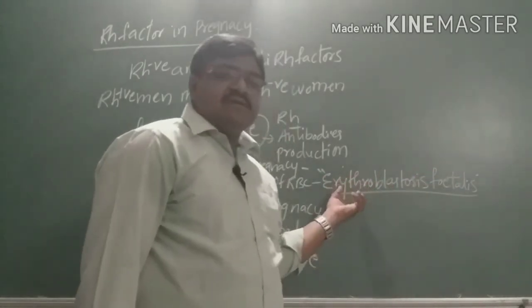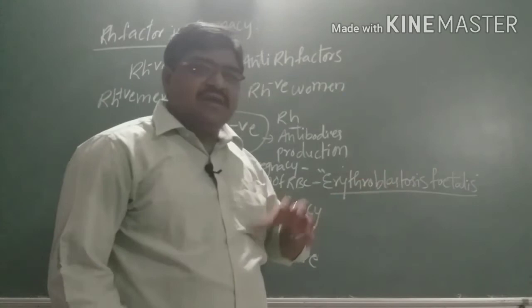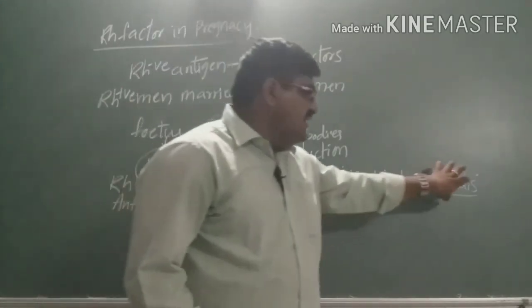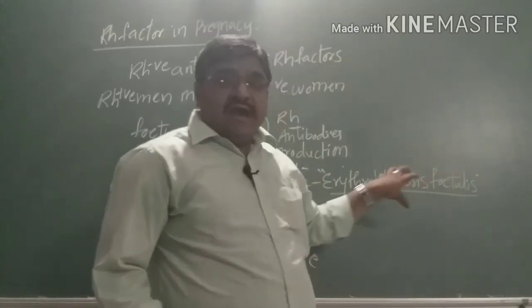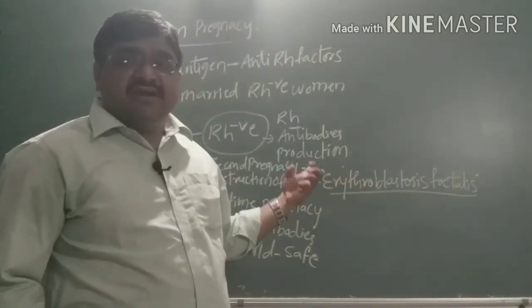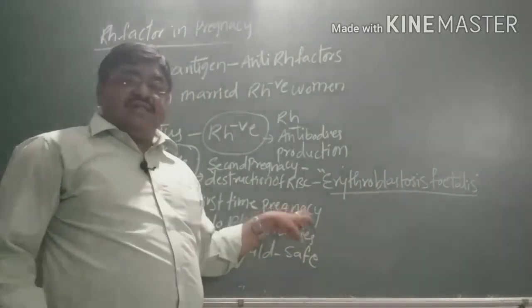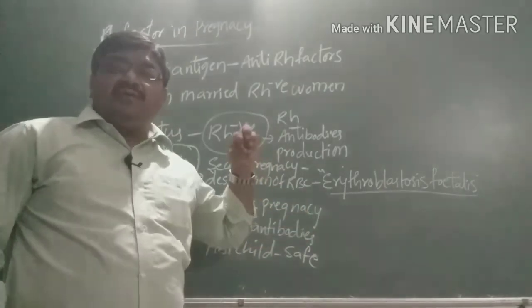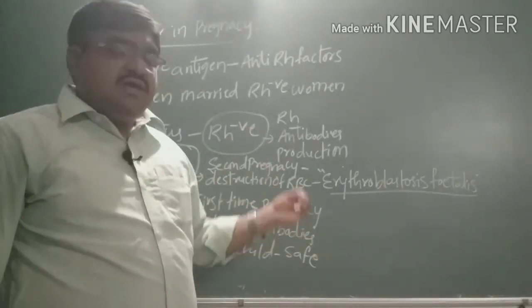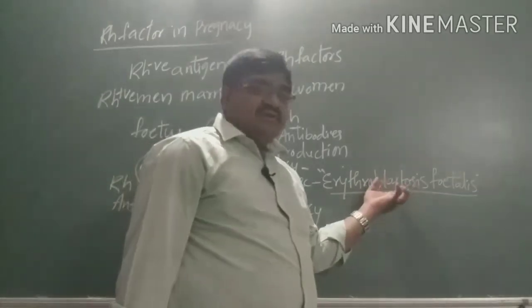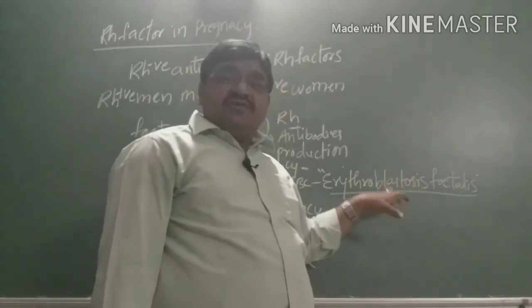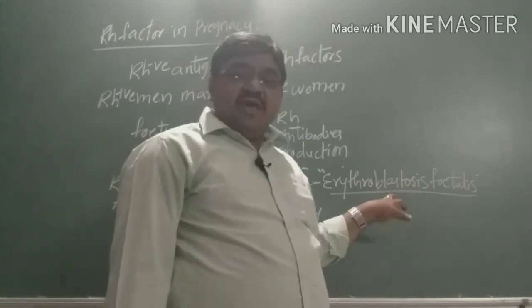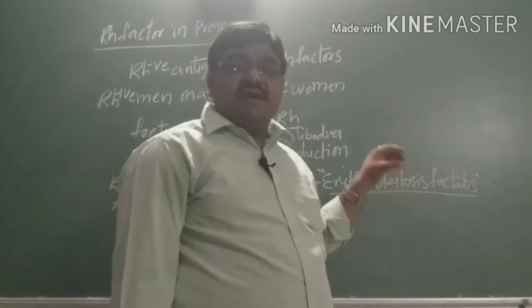Erythro means red blood cells. Blastosis means breaking down. So the fetus's RBC is broken down by the antibodies produced in the mother. The death of the fetus will take place due to the destruction of RBC. This condition we call erythroblastosis fetalis.